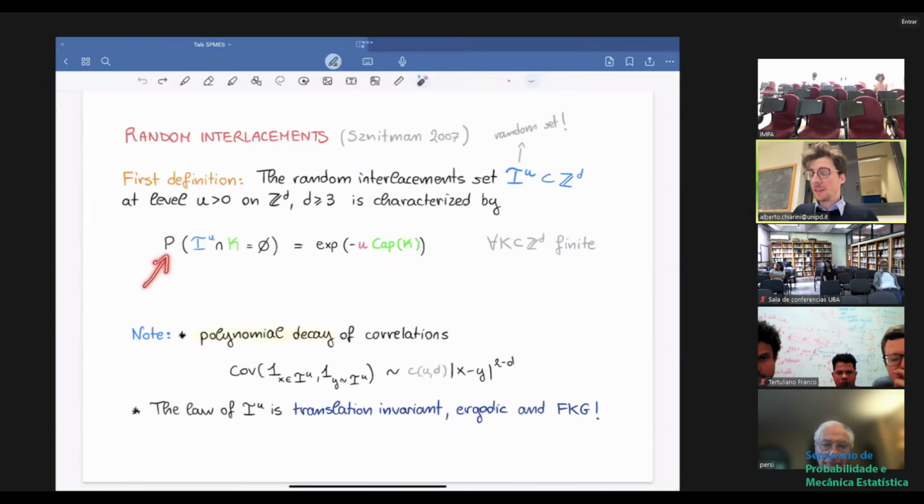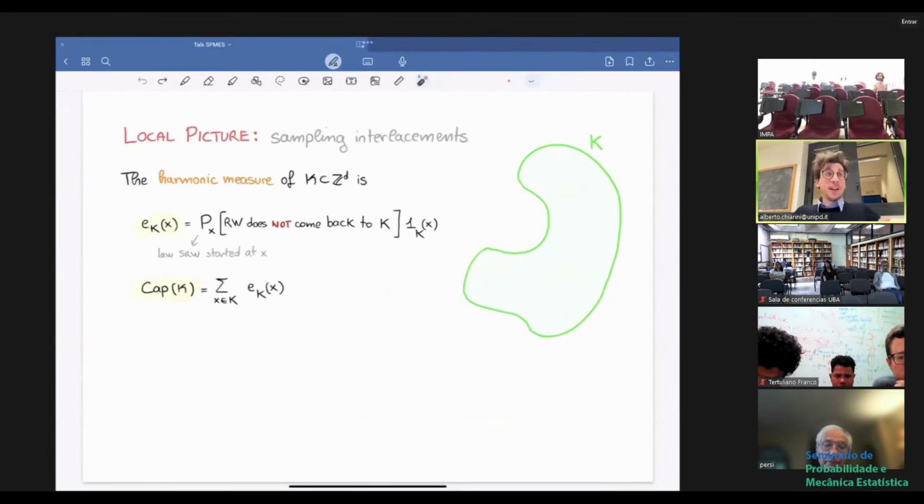So what you can show is that a probability measure that satisfies this property exists, and the idea is that this comes from the torus, from this picture that I gave before. This is a first, say, definition, which is useful because it already gives you some nice properties, such as polynomial decay of correlations, translation invariance, ergodicity, and the FKG inequality. A more constructive definition, I give it now.